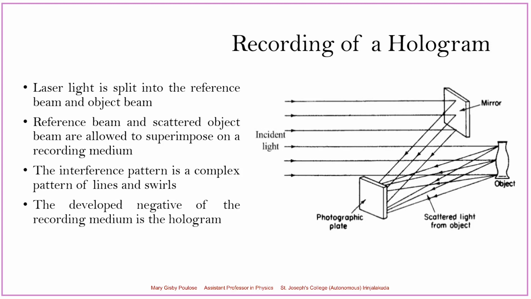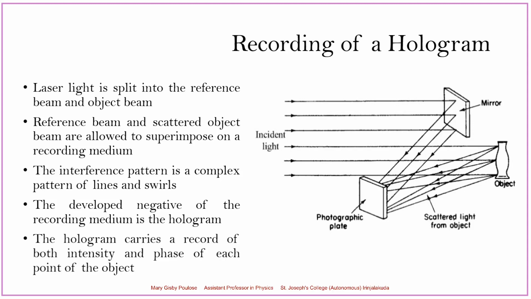Now, the developed negative of the recording medium is the hologram, the photographic plate after it is developed. So that negative is called the hologram. The hologram carries a record of both the intensity and phase of each point of the object.